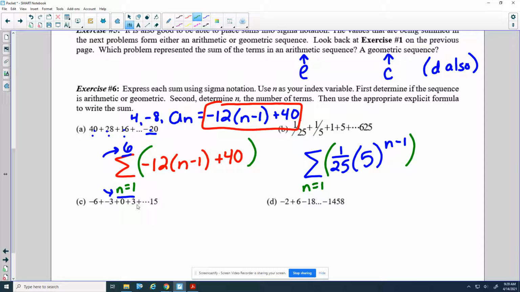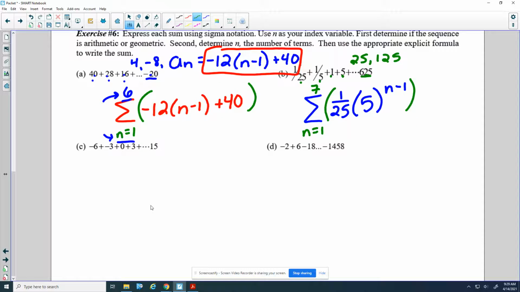And there are 1, 2, 3, 4. And if I continue this pattern, the next number would be 25. And then 125 and then 625. So this has 1, 2, 3, 4, 5, 6, 7 terms. Okay, so that's how I would write that out. I would suggest trying the next two on your own, and then checking on the video.